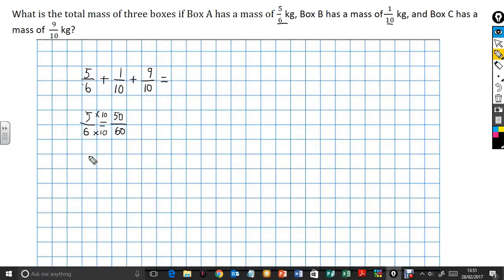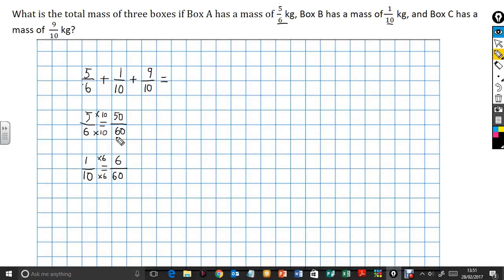Okay, let's have a look at 1/10. We want to convert that into the equivalent fraction, a fraction of the same value but with 60ths. So what do we have to multiply 10 by to get 60? That is 6. 10 multiplied by 6 equals 60. So we have to do the same to the top. We multiply that by 6, and that will give us 6 60ths.